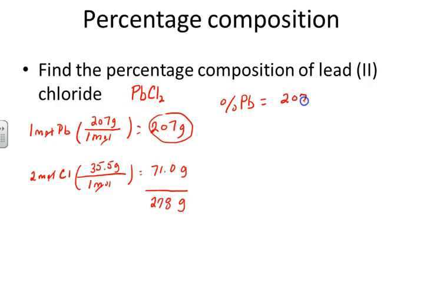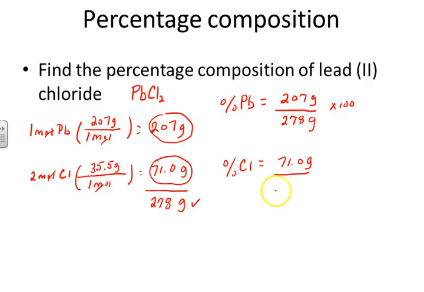Okay, so if we want to know the percentage of Pb, then we're going to have 207 divided by the total, 278, times 100, and our percentage of chlorine, following the same pattern, is going to be our mass due to chlorine, 71 grams, divided by total, 278 grams times 100. Percentage-wise, for lead, that gives us 74.4%. And then we have 25.5% for the chlorine.